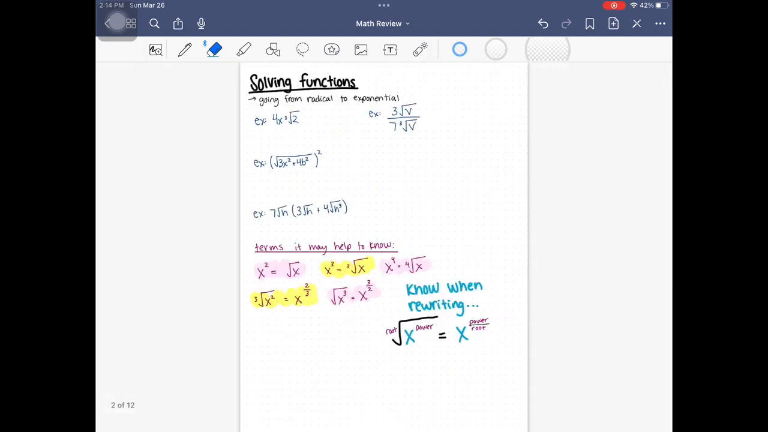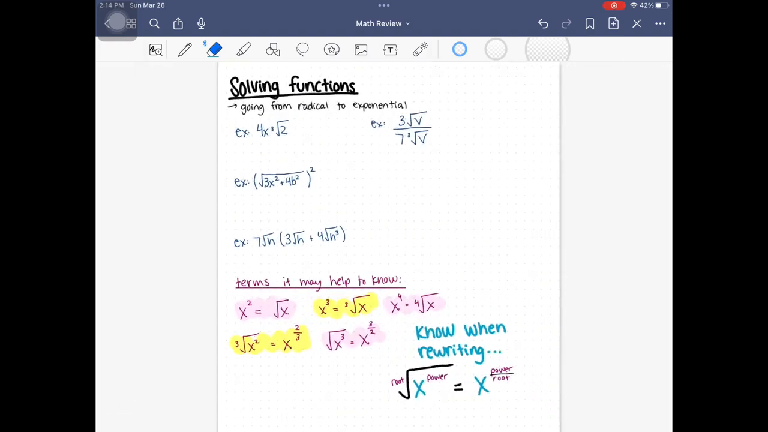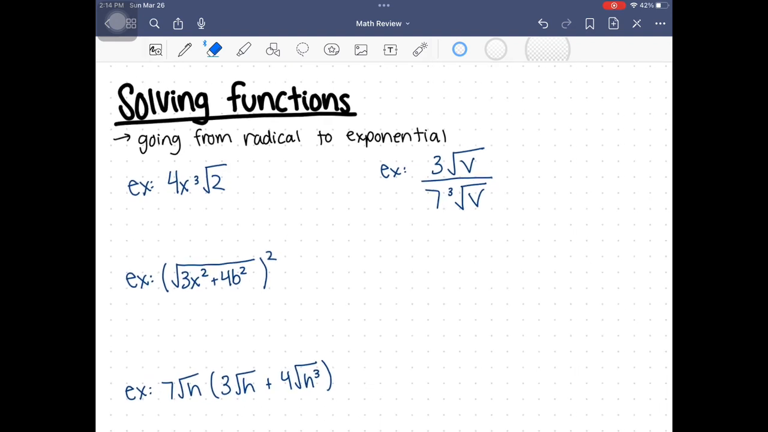A lot of people said they needed help solving functions and going from radical form to exponential. The biggest thing that you need to remember is that we are going to have our x is power over root. So I'm just going to go with this example over here. I'm not going to simplify it or anything. I'm just going to put it in exponential form.